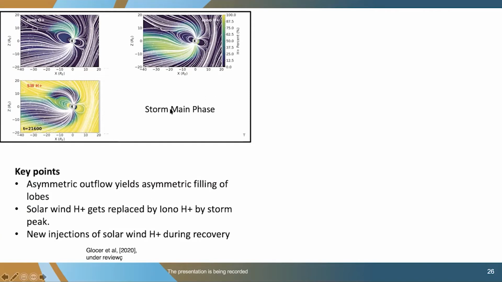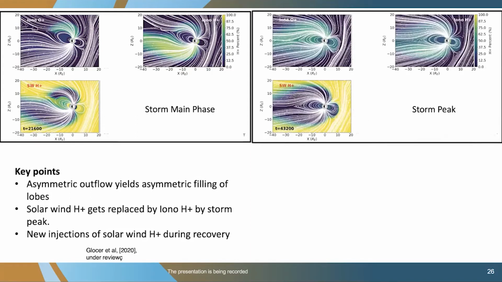And so during the storm main phase, we find that the lobes are largely filled with ionospheric plasma, and that the solar wind is providing, in fact, the majority at this time of the plasma sheet and inner magnetosphere population. Now, as we go into the storm peak, we find that, at least in this cut, we're displacing quite a lot of that solar wind protons and replacing it with ionospheric plasma in this simulation.